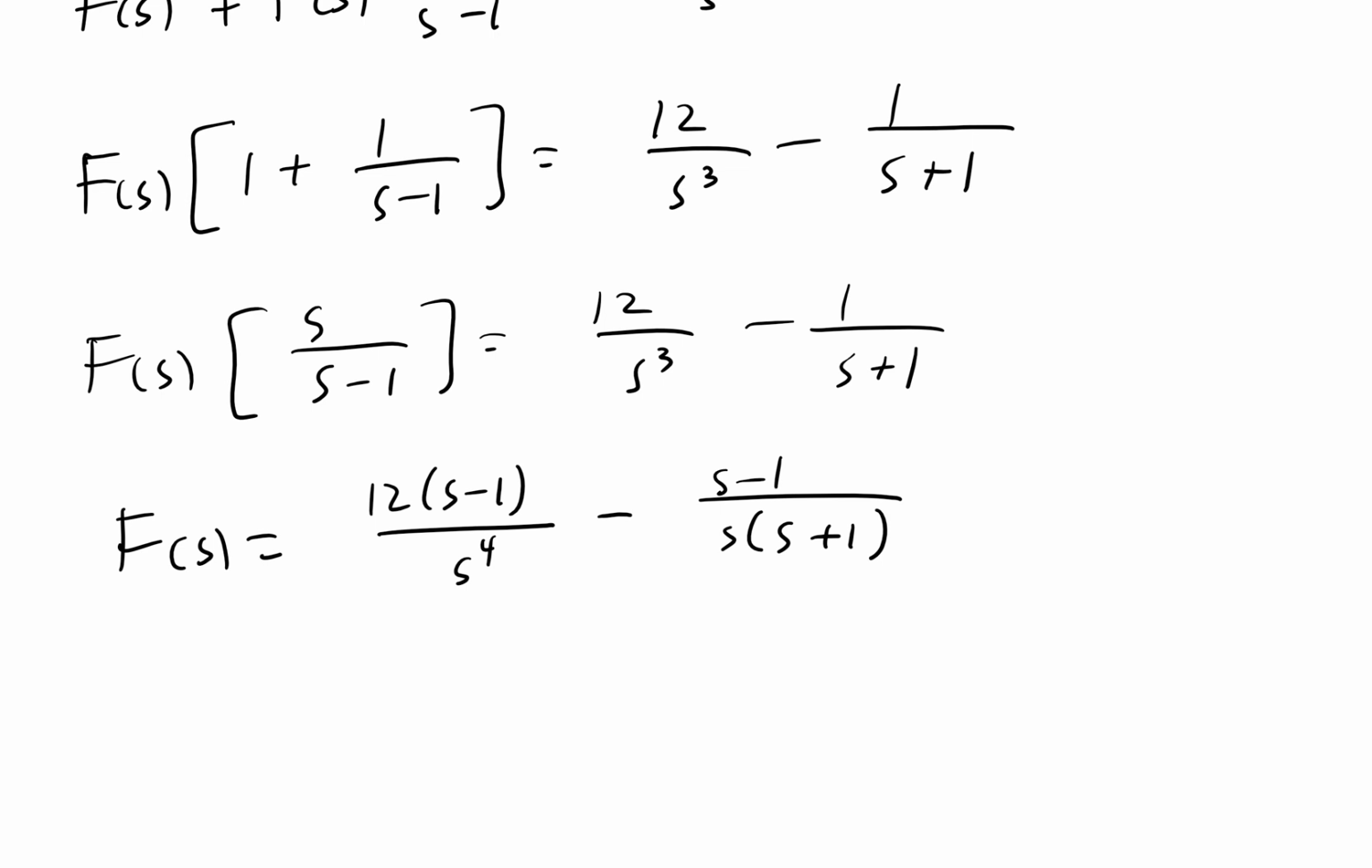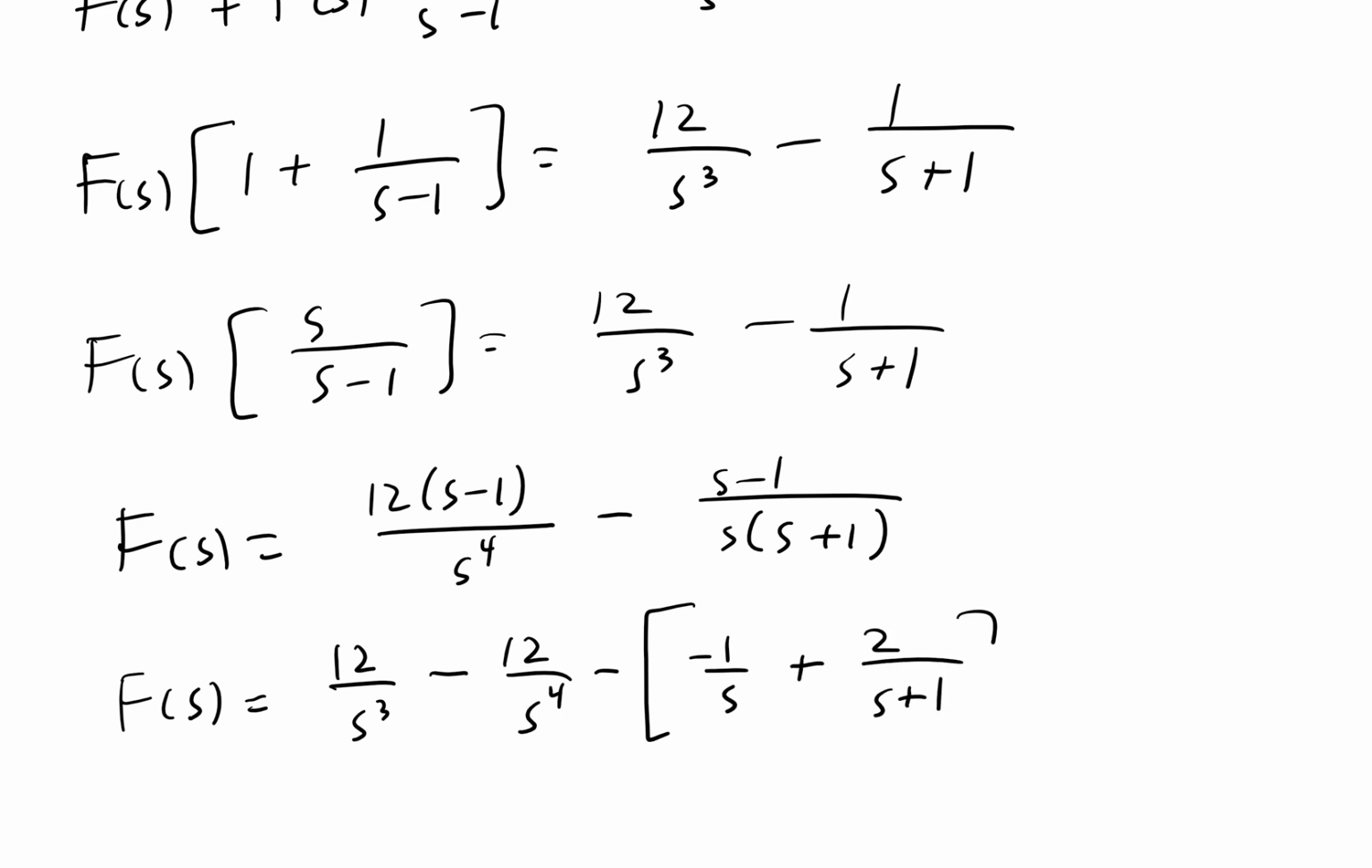So now we can combine. There's many ways to finish this up. You can take the first fraction and split it up into 2 fractions, and then for the last one you can do partial fraction decomposition. So if we break this out, 12s over s to the 4th becomes 12 over s cubed, minus 12 over s to the 4th, minus, we can do partial fraction decomposition on this and write it as a over s plus b over s plus 1, and multiply by the least common denominator. Solve for a and b. You should get negative 1 over s plus 2 over s plus 1.